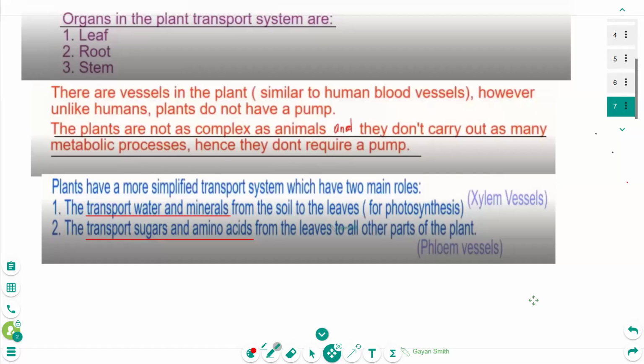So remember that the plant transport system has the leaf, the root, and the stem. Of course, I'm going to be telling you about the three areas: leaf, root, and stem. And then you've learned that the plant has two types of vessels. The vessels that transport water and minerals are known as xylem vessels. And those that transport the sugars and amino acids are the phloem vessels. So we're going to be learning about these vessels as well as how the leaf, the root, and the stem assist in the whole process of transport in plants. We're going to start off with the leaf because the leaf is the one that is most familiar to us.